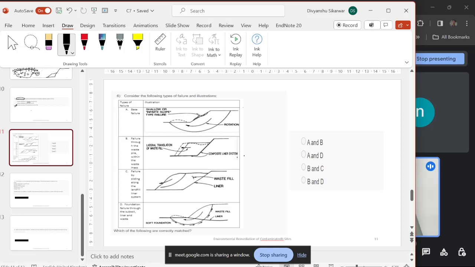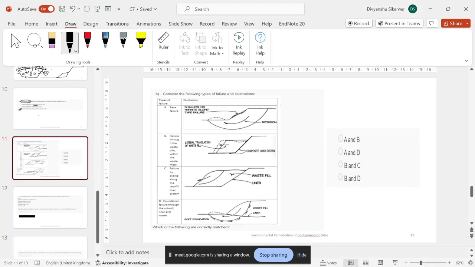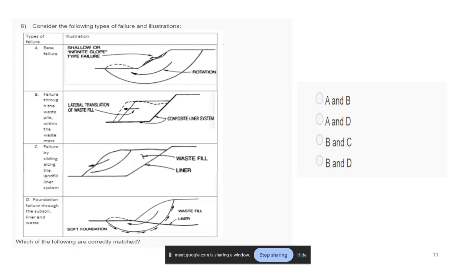Is this question visible, or do you want me to make it like in presentation mode? Is it visible now? Yes, sir.